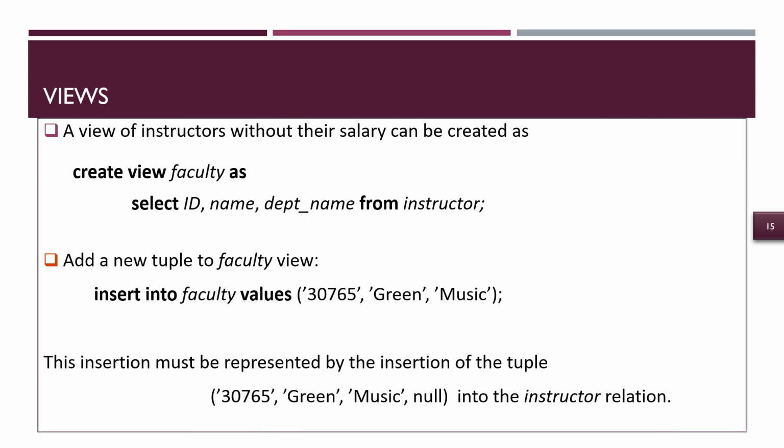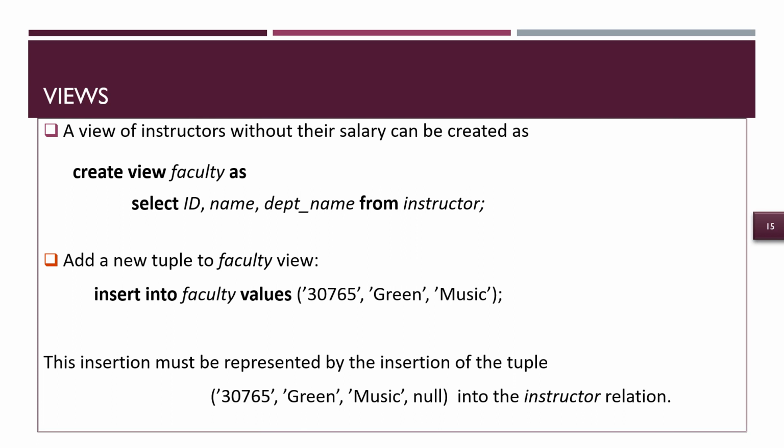As we said, this view can hide certain details from the users, right? So if you want to hide the salary details of an instructor from a set of users, we can do that with the help of a view. Here we are creating a view called faculty, which excludes the details of the instructor's salary. Create view faculty as select ID, name, department name from instructor. This faculty is very similar to the instructor. The only difference is that the salary attribute is not included in the view table named faculty.